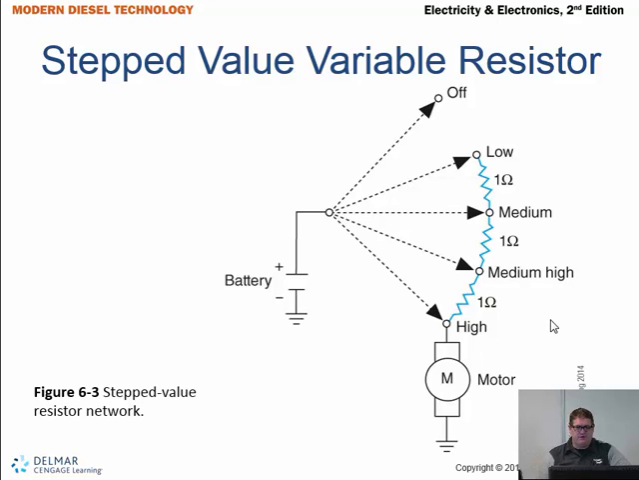All right, stepped value variable resistors. One of the places you're going to see this is in our rheostat. Here we have basically a winding crossing our resistors, and depending on where we're pointing, that's how much resistance we're going to get in our system.